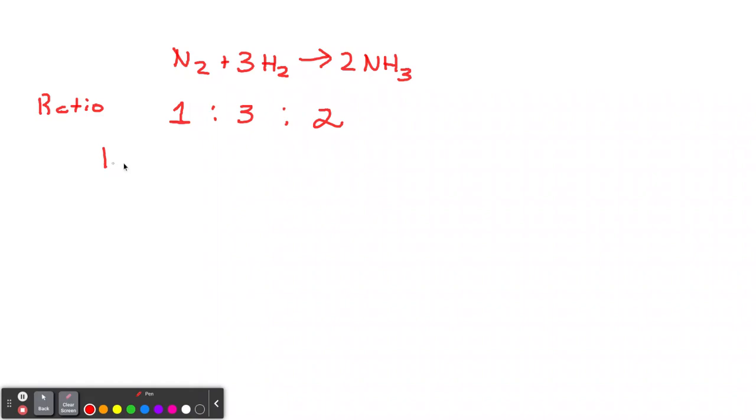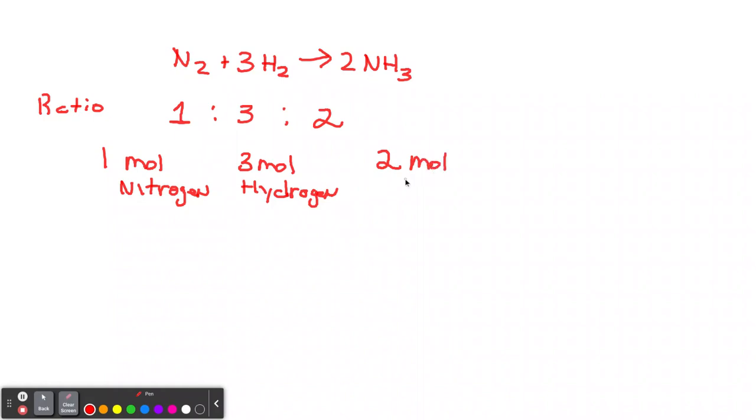And if we have to write it, we'll say we have 1 mole nitrogen. And here we have 3 mole hydrogen. What do you think we have over here? We have 2 mole ammonia. 2 mole ammonia. So now we know our ratio. It's 1, 3, 2.